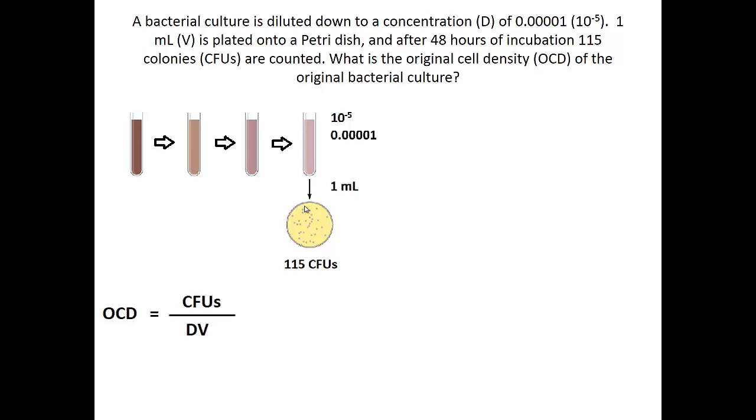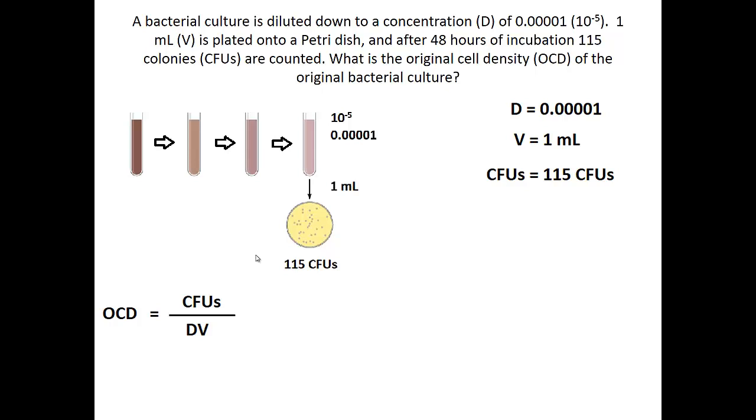Our equation for solving this is OCD equals CFUs divided by D times V, D being the concentration, V being the volume plated onto the actual counted petri dish. So wherever these CFUs come from, the volume that went onto that plate is our V. What I like to do, just to keep things in order, is write out the variables to the side. They're in the problem, but whenever you're working a problem like this, write them down redundantly so that you have them nice and clearly separated and you're not going to glance in the wrong direction as you go back into the problem. It helps your brain stay organized.